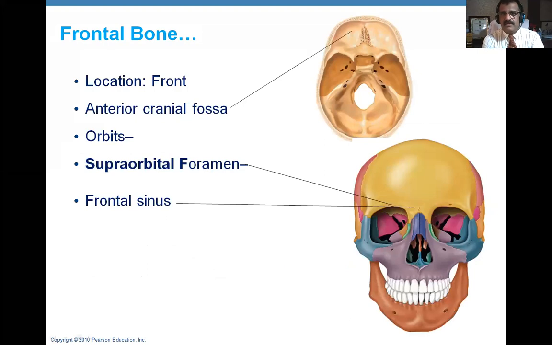It is called the frontal bone because it is located in front, and it has the anterior cranial fossa for the anterior lobe of the brain. It forms the orbit also. There is supraorbital foramina, and it encloses the frontal air sinus, one of the paranasal sinuses.